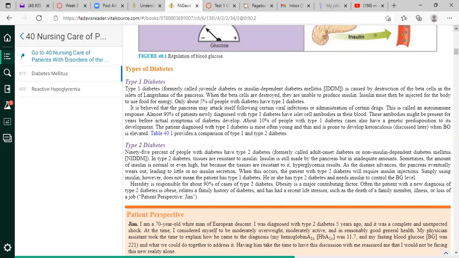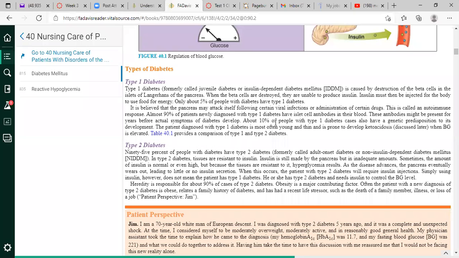This just shares the information I already shared with you all, where it's telling you type 1 was formerly called juvenile diabetes or insulin dependent diabetes. Only about 5% of people with diabetes have type 1. So the vast majority of individuals who are diabetics have type 2 diabetes.